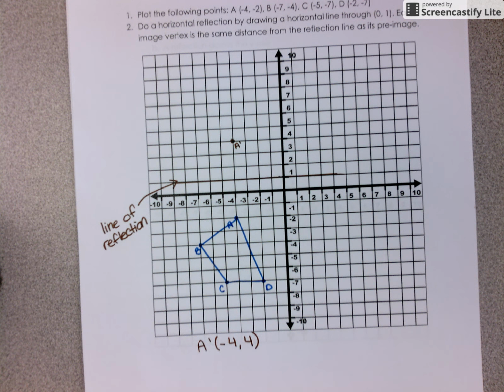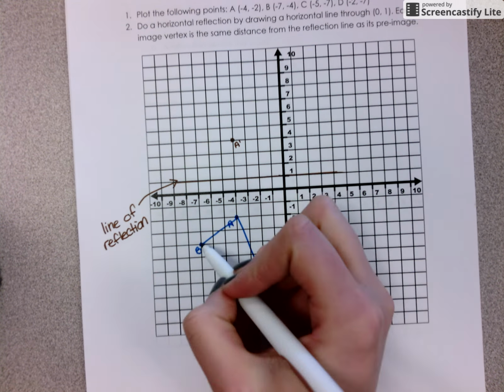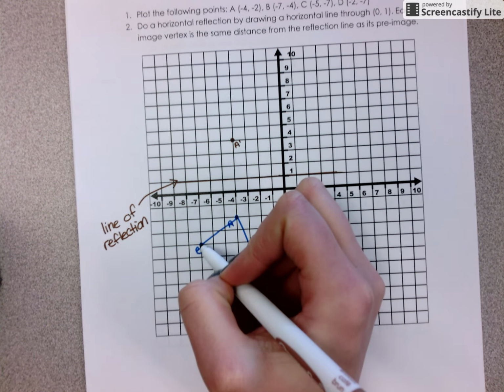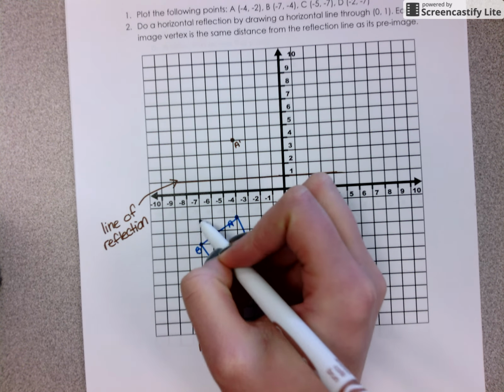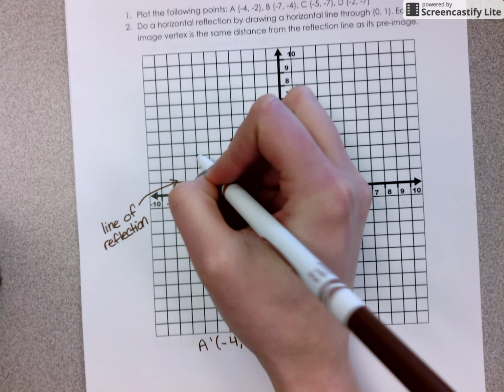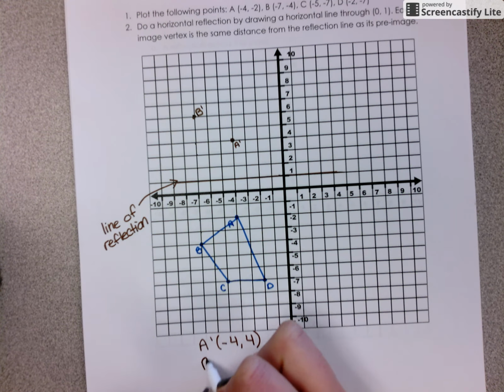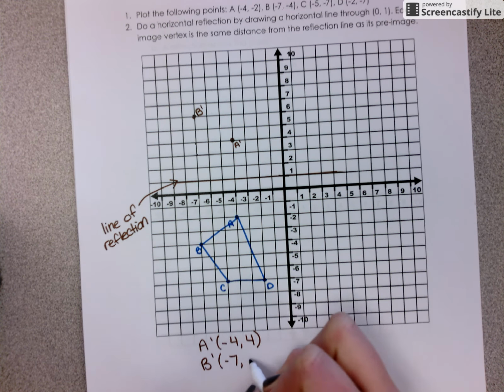So what you should notice this time, since we're doing a horizontal reflection, is that your X number always stays the same and your Y is the one changing because it's only changing going up and down. So looking at B, count how many away it is from that line. 1, 2, 3, 4, 5. So 5 on the other side. And label that one B prime. So there we have -7 and 6.